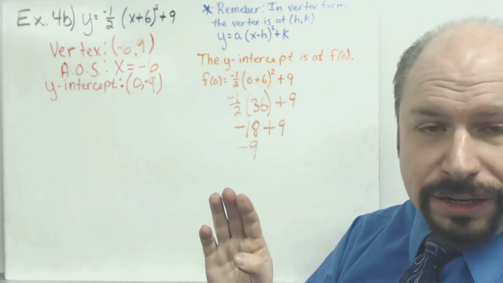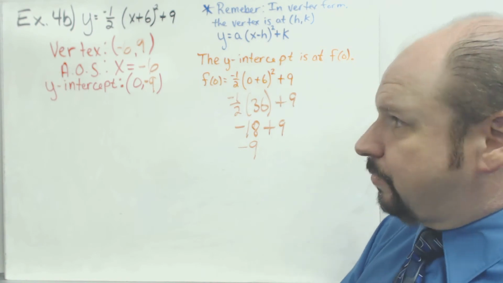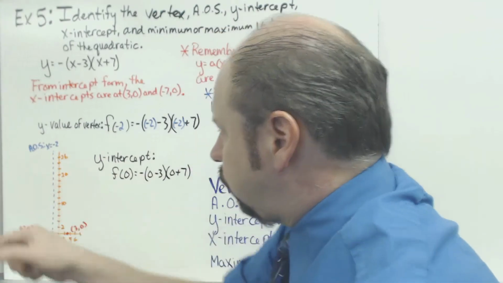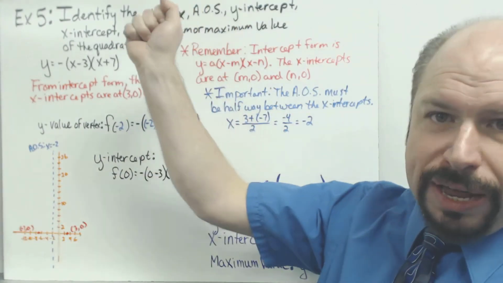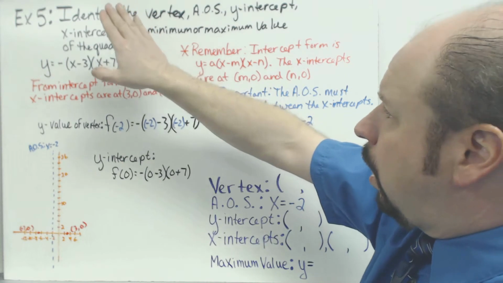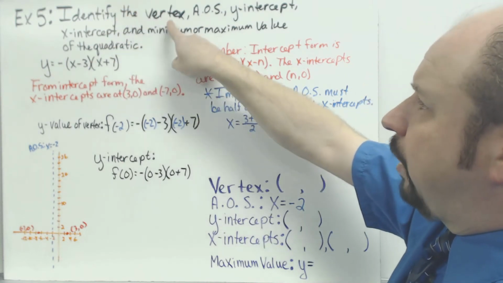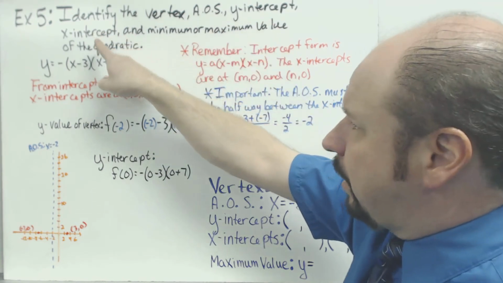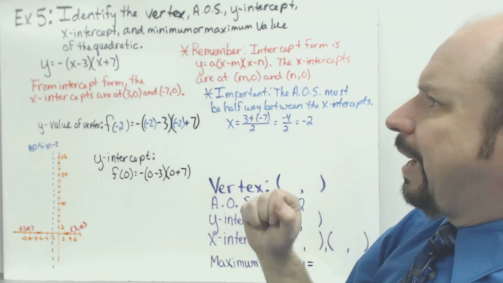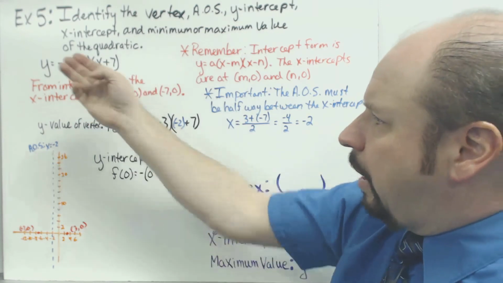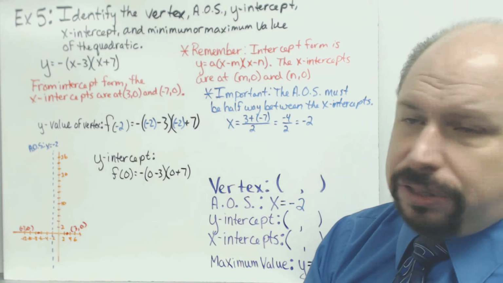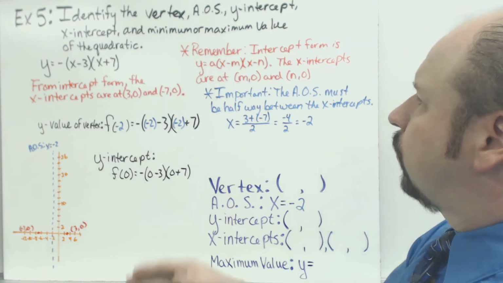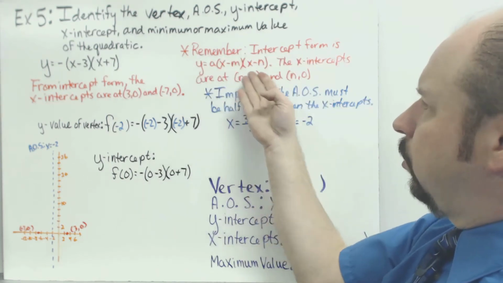Okay, so we've looked at standard form, we've looked at vertex form. Now we need to look at intercept form. Okay, so this time we're going to add a few things. We're going to find a few more. In intercept form, we're going to find the vertex, the axis of symmetry, the y-intercept, the x-intercepts, and the minimum or maximum value of the quadratic. So we have one right here, y equals the opposite of the quantity x minus 3 times the quantity x plus 7.